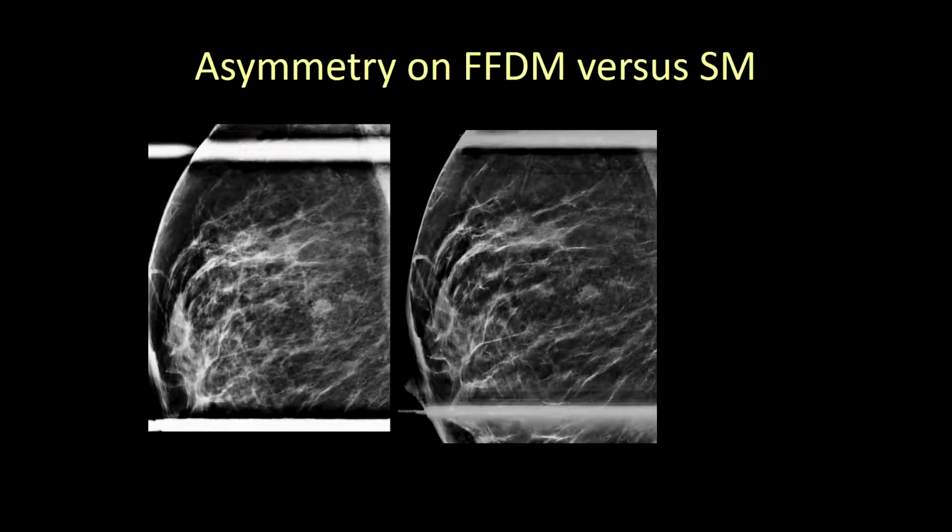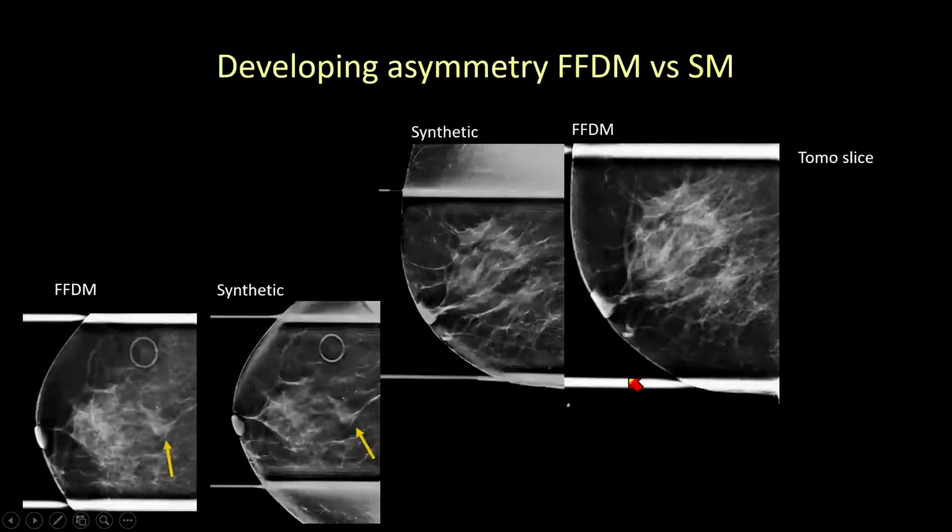And this is just an example for you of an asymmetry on full-field digital versus synthetic. The synthetic's here on the right. You can see the image is a little flatter. We've lost a little bit of that white-gray differentiation, that contrast, and so it's a little harder to distinguish it from surrounding glandular tissue.